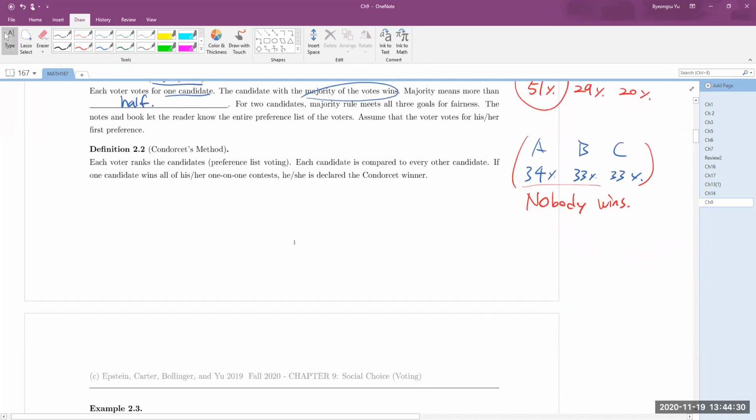and then the next rule is the Condorcet rule. So here, Condorcet's method, actually he is from France, but I don't know the French pronunciation, so I just say Condorcet. Each voter ranks the candidates in preference with voting, right?